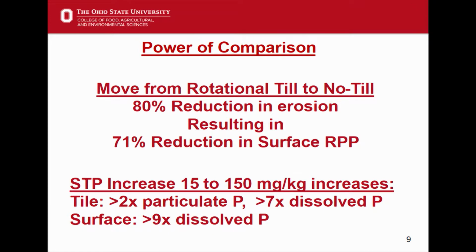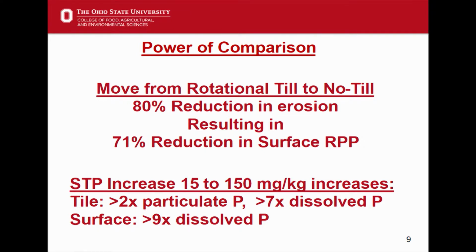In fact, as we move from our rotational tillage toward more of a no-till situation, we get approximately an 80% reduction in erosion on this field, and that results across all the soil test levels in a 71% reduction in surface particulate P runoff. As we increase the soil test P from 15 to 150 on this field, we could expect from tile runoff a 2-time increase in particulate P, a 7-time increase in dissolved P, and a 9-time increase in the surface dissolved runoff P.